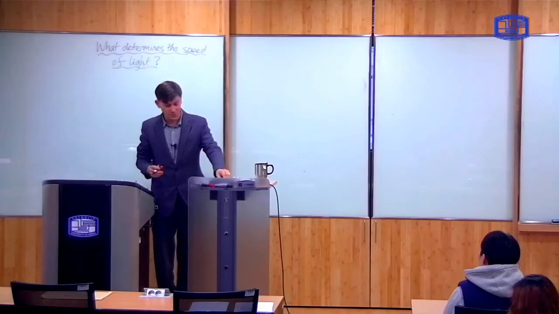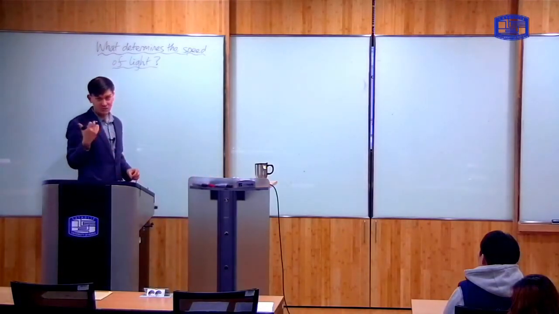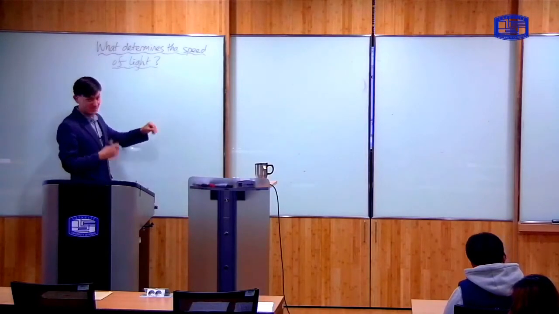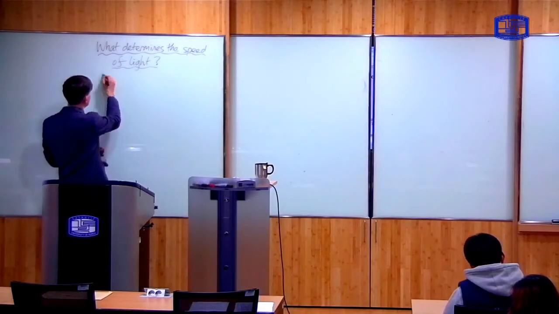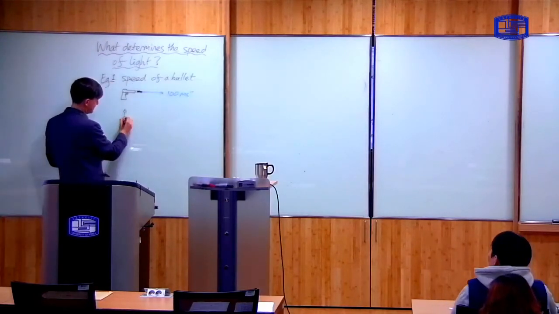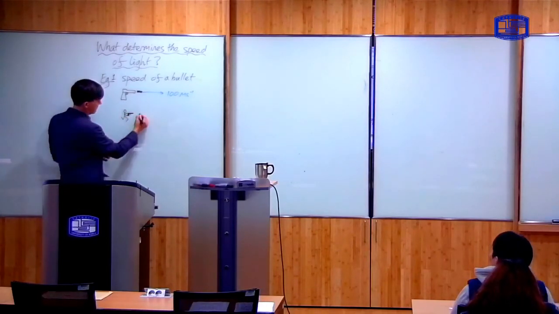We now have been successful in measuring the speed of light, but we want to know what determines it. I gave a couple of examples last time, so let me just write those down. The first example I talked about was the speed of a bullet when running. What do I look like when I'm running? Something like this. So I'm running and I'm holding the gun. Here's the gun. And again I fire the bullet.